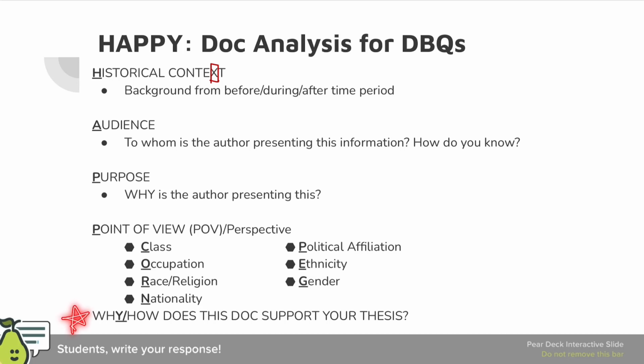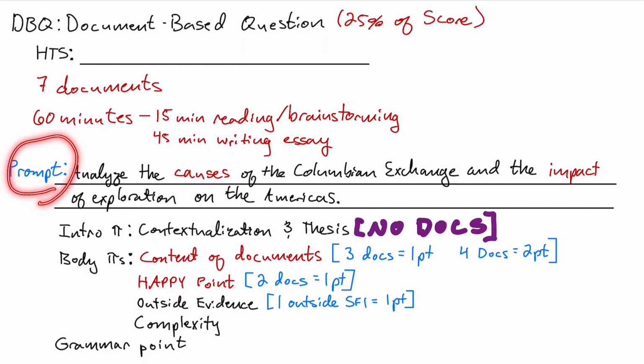Okay, because remember, with a DBQ essay, you need a thesis. So let's pretend that the prompt for this is, what are the causes and effects of the Columbian exchange on the New World?